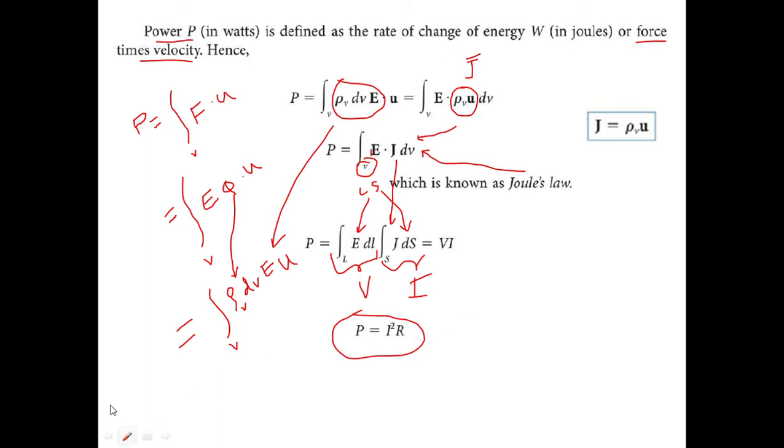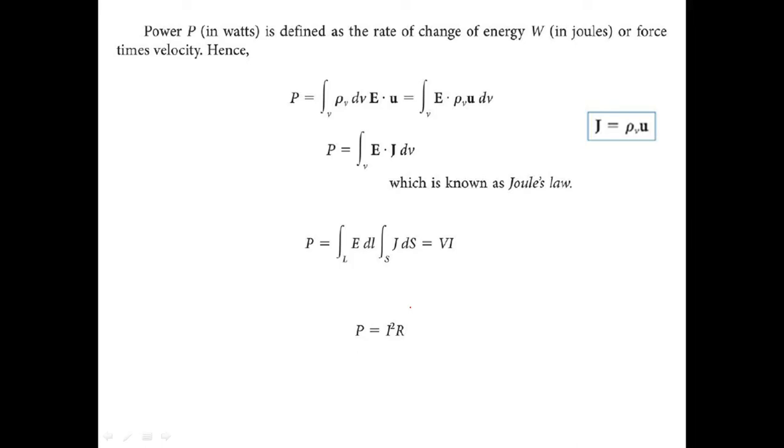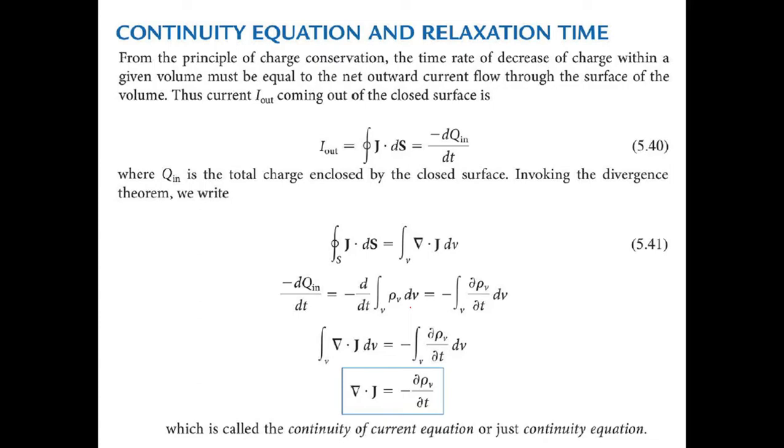Now going to the next slide, continuity equation and relaxation time. From the principle of charge conservation, the time rate of decrease of charge within a given volume must be equal to the net outward flow through the surface of the volume. Thus, the current I out coming out of the closed surface is I out is equal to the closed integral of J vector dot ds vector, which is equal to minus dq in by dt. So this is from conservation of charge.